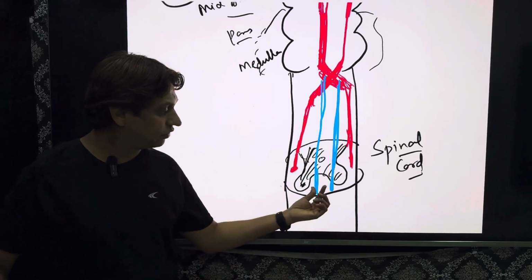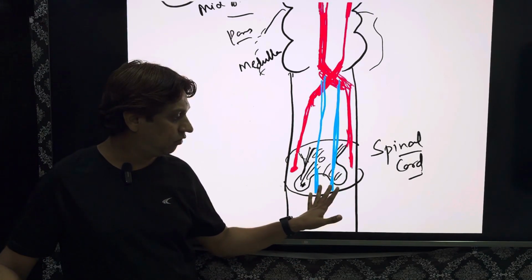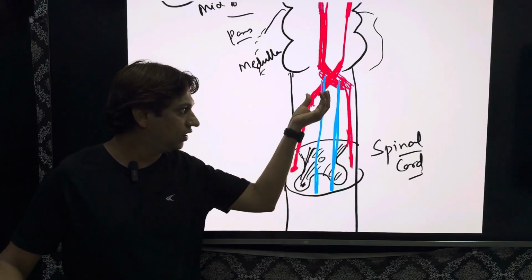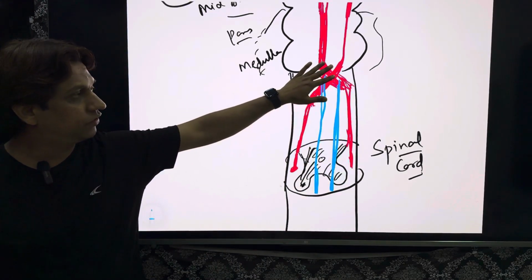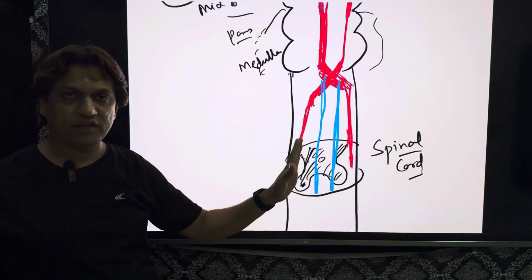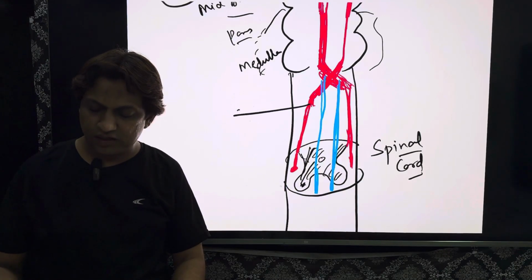Okay, they will descend into the anterior white funiculus, that is the anterior part of the white matter of the spinal cord, known as the anterior bundle. Now, these 80% of the fibers, which are coming from the opposite side cerebral cortex or the motor cortex, are known as the lateral corticospinal tract.